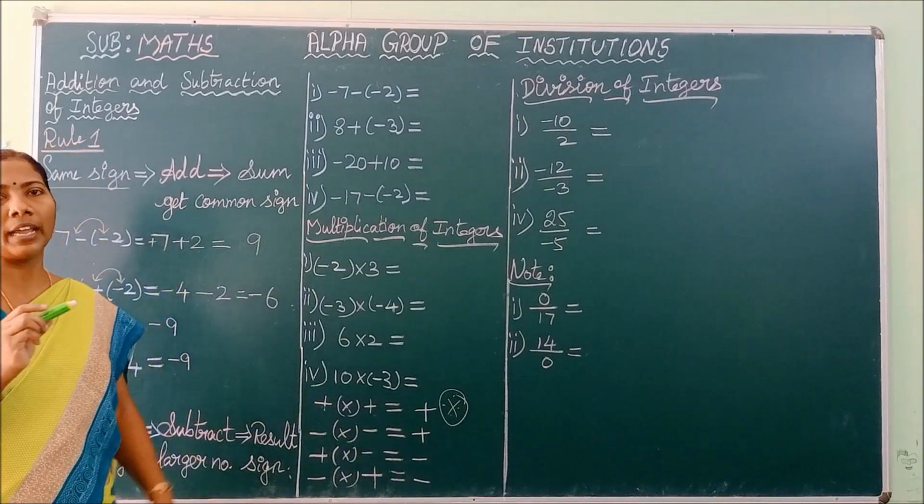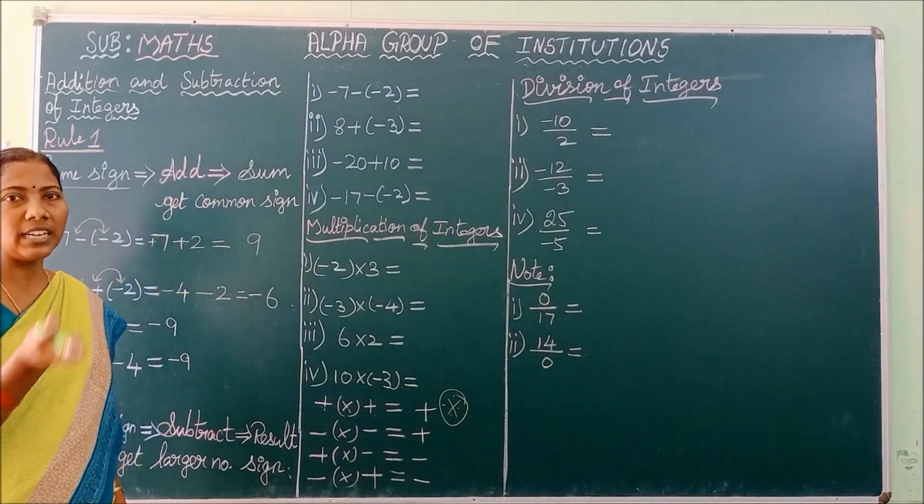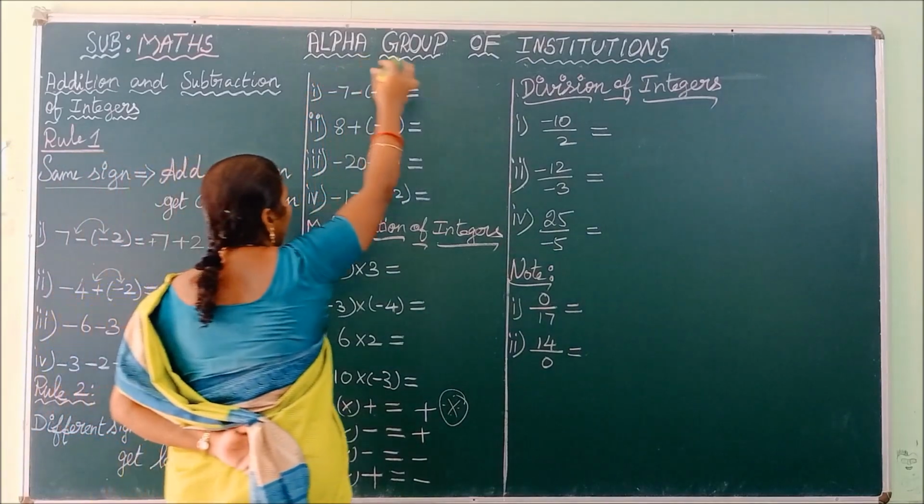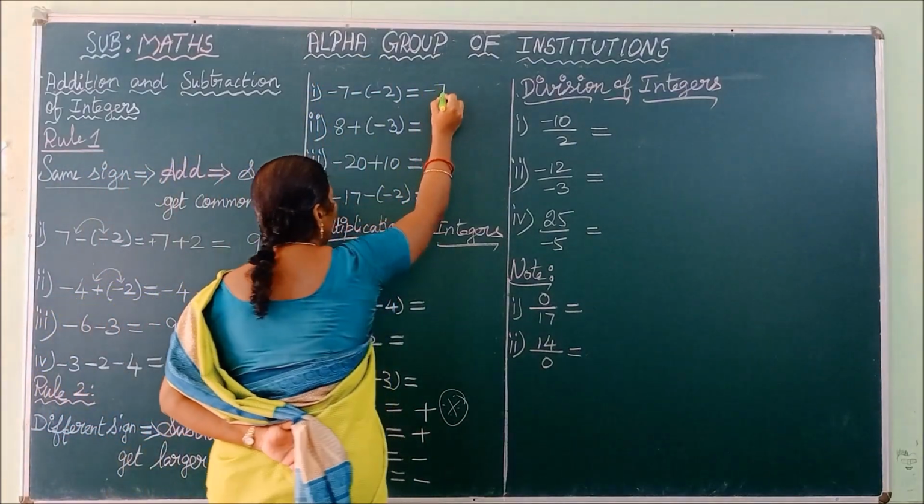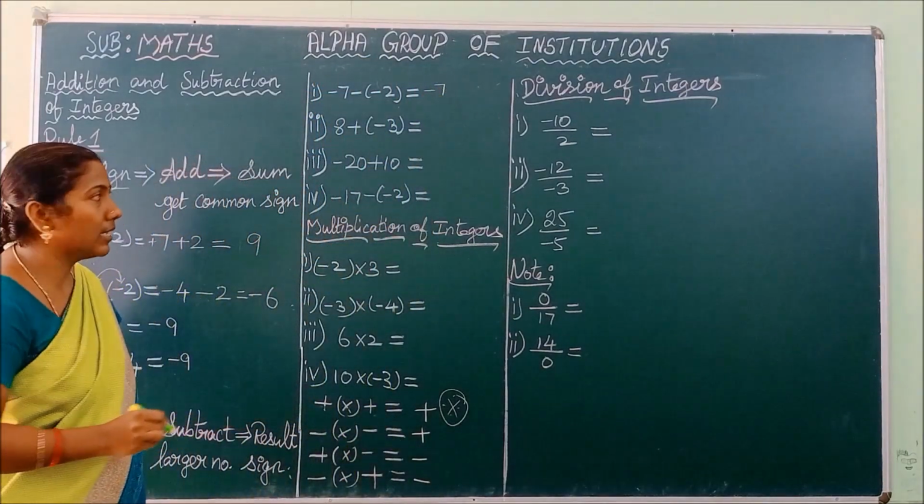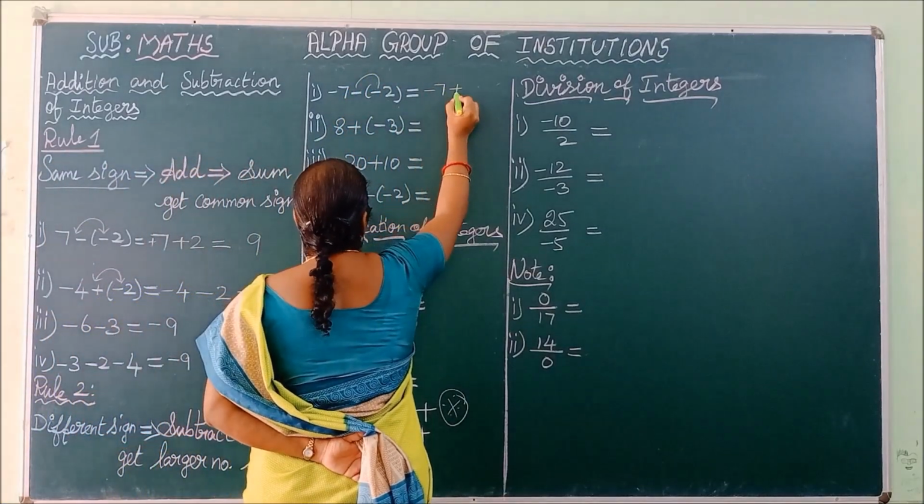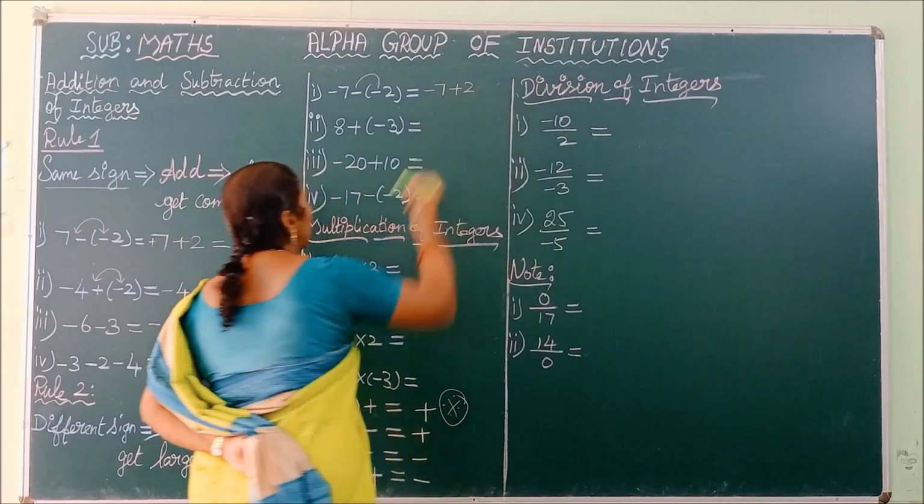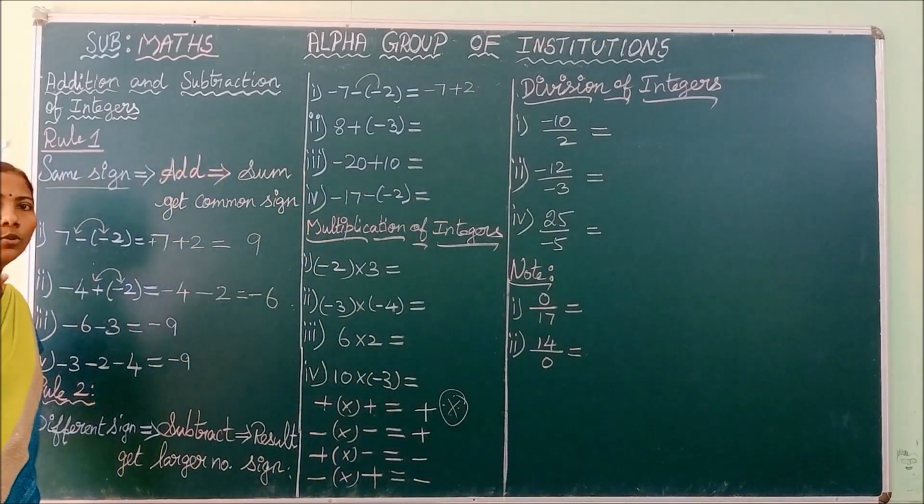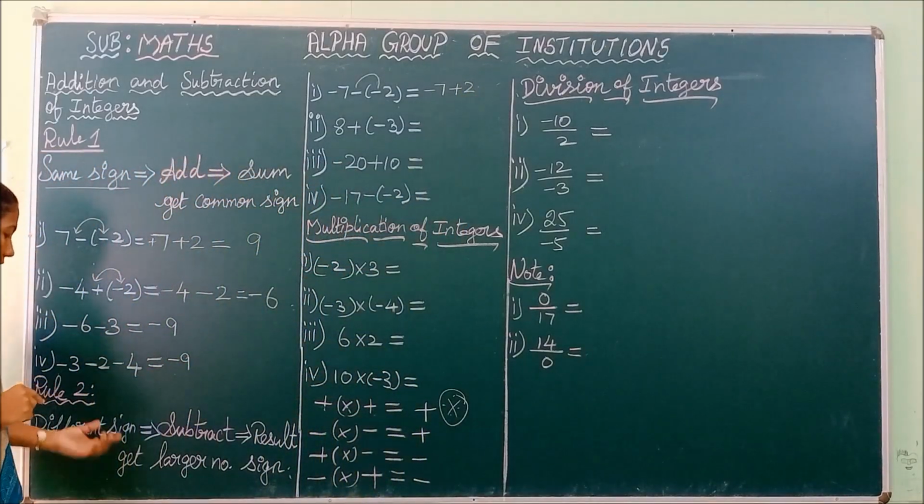How do you remove the brackets? By multiplying the symbol inside and outside of it. First write the first integer, minus 7. Write the integer as minus 7, and then multiply the symbols, minus into minus, plus. Write the integer 2. Thus, the given integers are 7 and 2, and they have different signs.